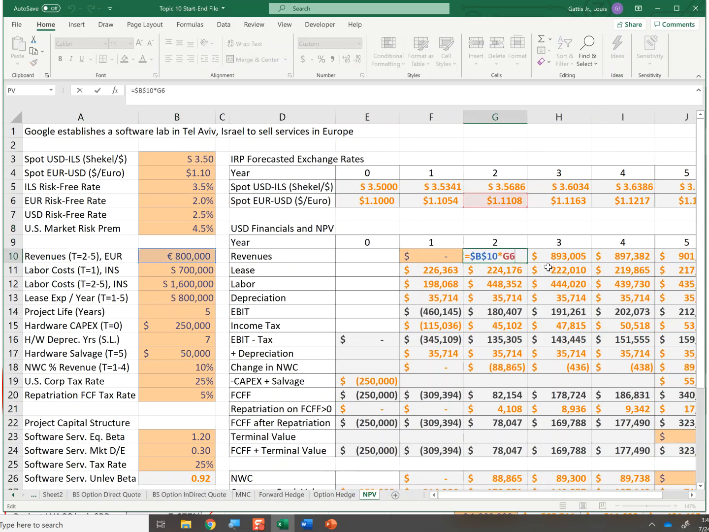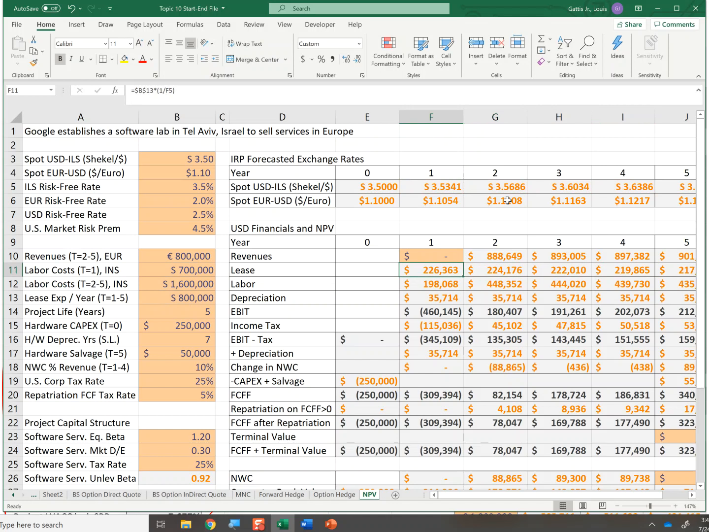So I'm going to start off with my revenue starting in year 2, 800,000 euros, times the dollar per euro exchange rate in year 2, year 3, year 4, and year 5. So the dollar revenues are going up because the euro is appreciating. My lease expense and labor are both in shekel. So I'm multiplying those amounts by the shekel exchange rate in each year.